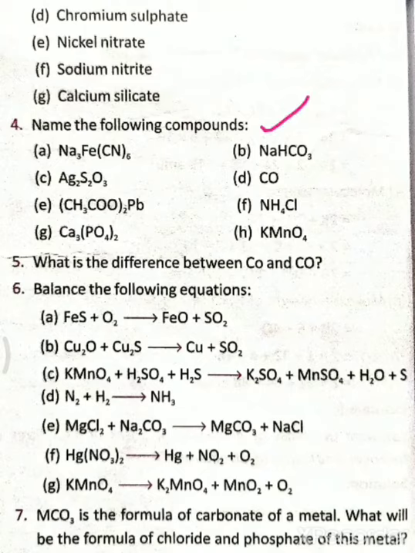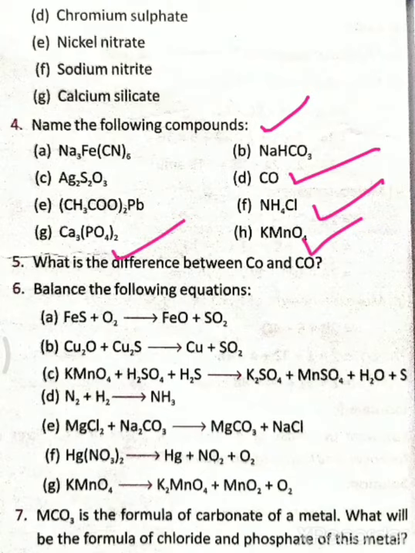This one is your sodium bicarbonate. Then CO means carbon monoxide, NH4Cl your ammonium chloride, KMnO4 potassium permanganate. Okay, then this side Ca3(PO4)2 your calcium phosphate. Okay, then your (CH3COO)2Pb, this one is your lead acetate.